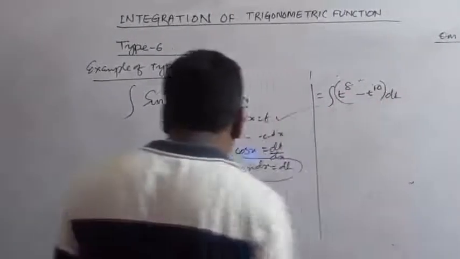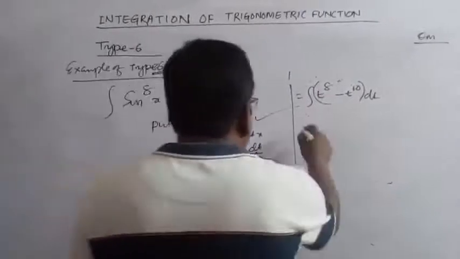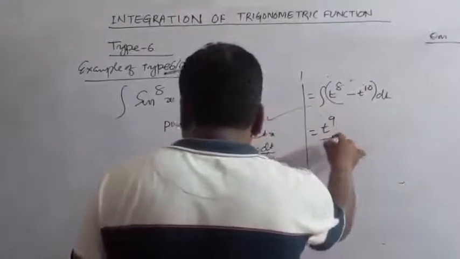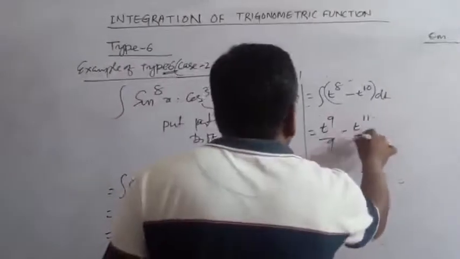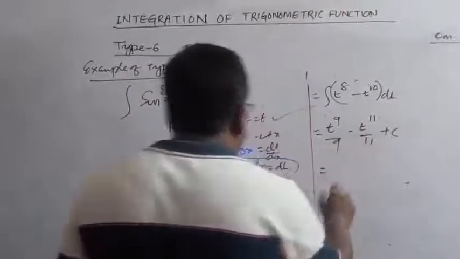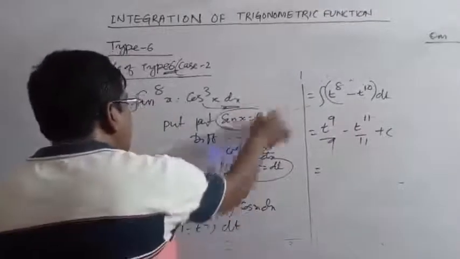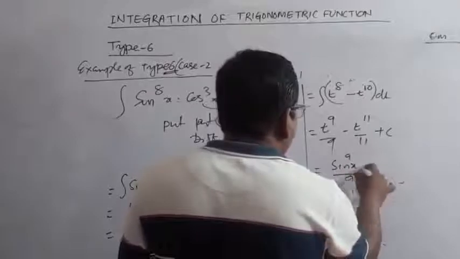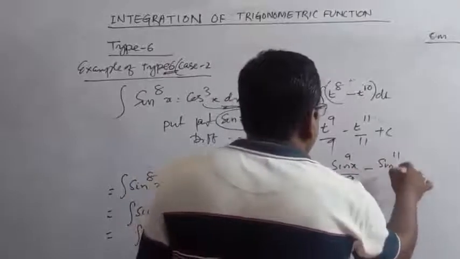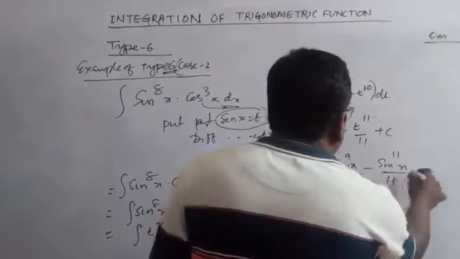Clear? So this is equal to t to the power 9 by 9 minus t to the power 11 by 11 plus c. What is t? t means sin x. So sin to the power 9 x by 9 minus sin to the power 11 x by 11 plus c.